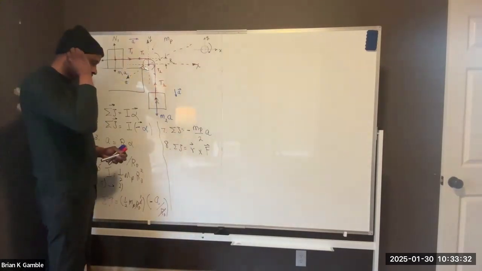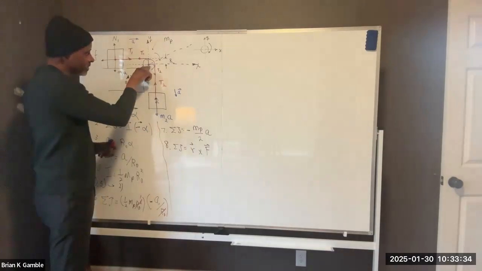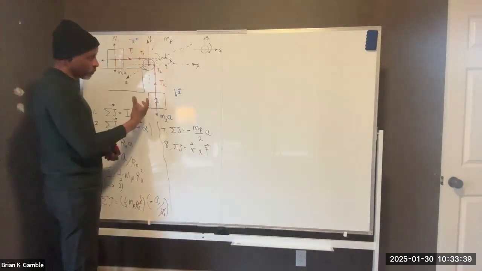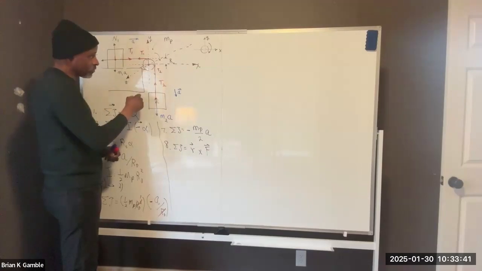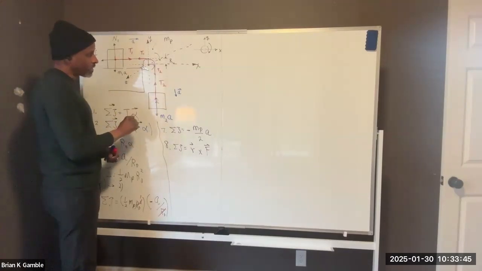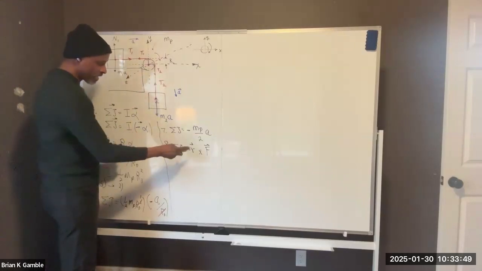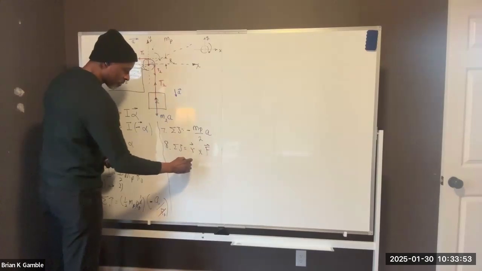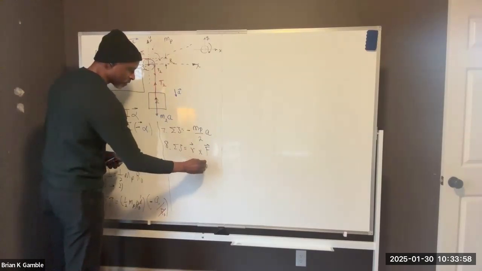In this case, R is the radius of the pulley, and the forces we're talking about are T1 and T2. The point where they're applied is at the edge of the pulley, and the angle between them is 90 degrees. By definition, the cross product is the magnitude of one vector times the magnitude of the second vector times the sine of the angle between them.